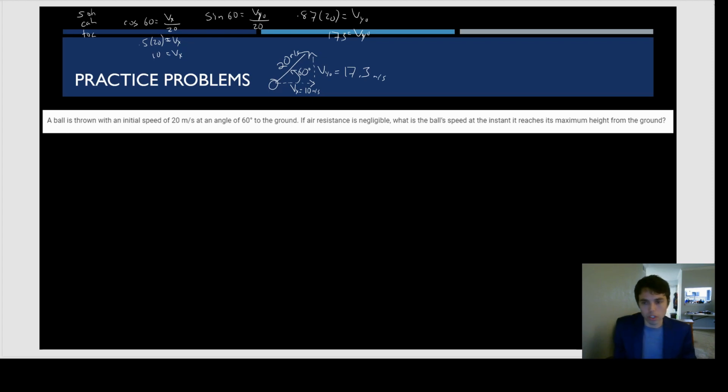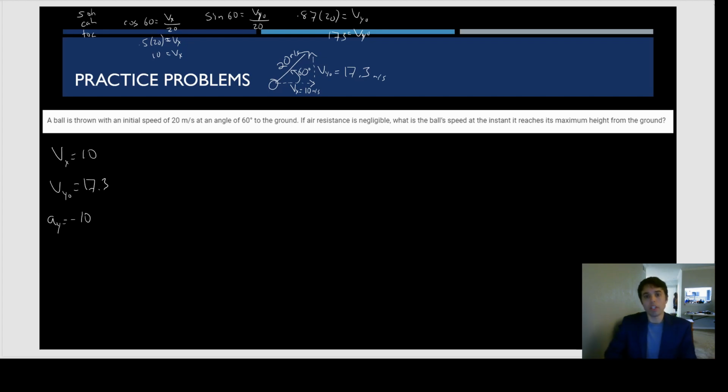It is crucial. Okay. The problem wants to know, so let's write this stuff down. We have our Vx. It is 10. We have our Vy naught. It is 17.3. We know the acceleration due to gravity in the vertical direction is -10. And there is no acceleration in the horizontal direction. And what else do we know? That's about it right now. Okay. What is the ball's speed at the instant it reaches its maximum height from the ground?